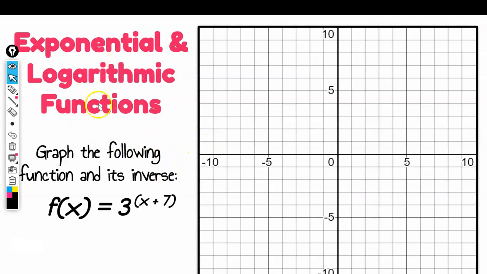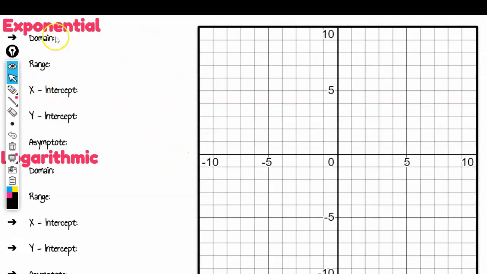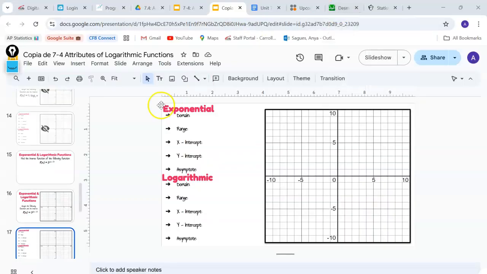So we're going to graph them. And then what we're going to do is find these attributes for each of them: our domain, our range, our x-intercept, our y-intercept, and our asymptote. So I'm going to go to Desmos to do this.